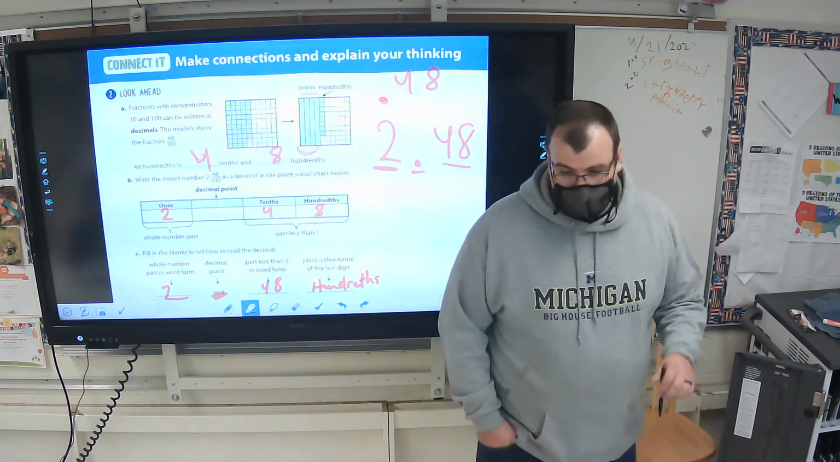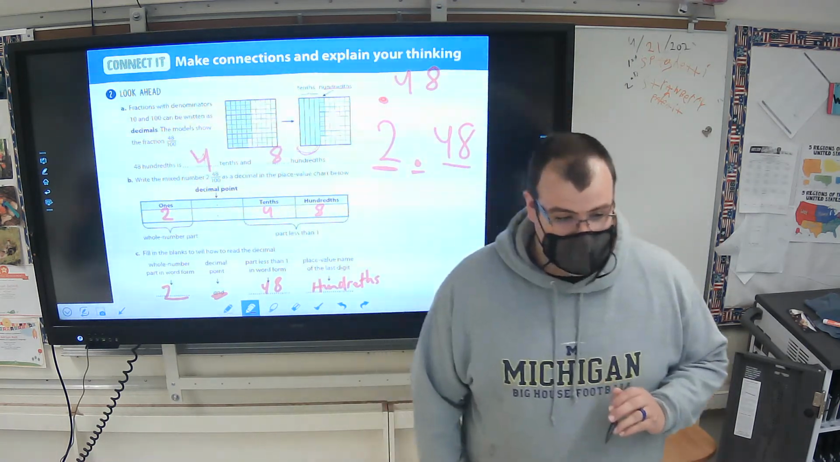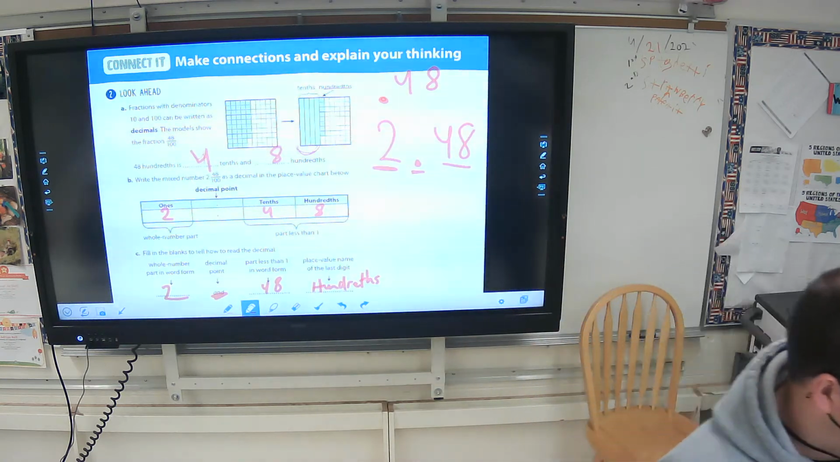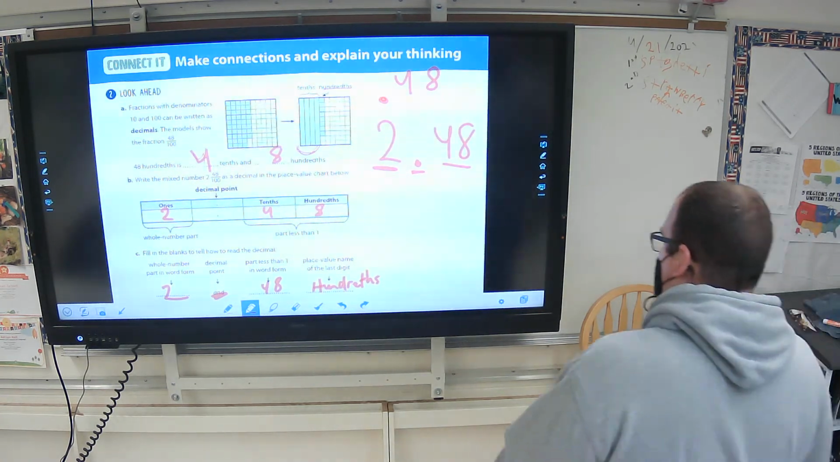That is not 2.48. That is 2 and 48 hundredths. Yes, Adrian. Okay, we're getting there. Does that make sense? How we read those? You read the whole number, the decimal point becomes the word "and," you say the last number that's smaller than 1, and you say the place value at the end. 2 and 48 hundredths.